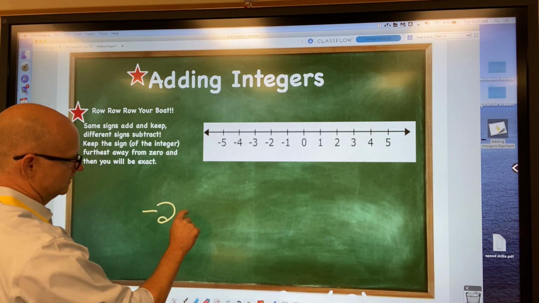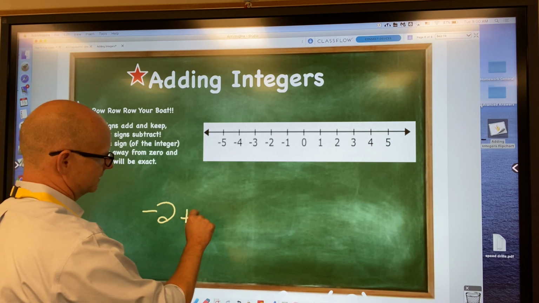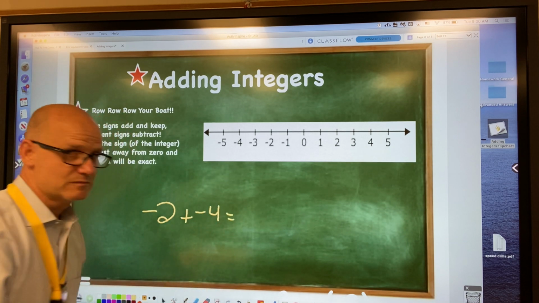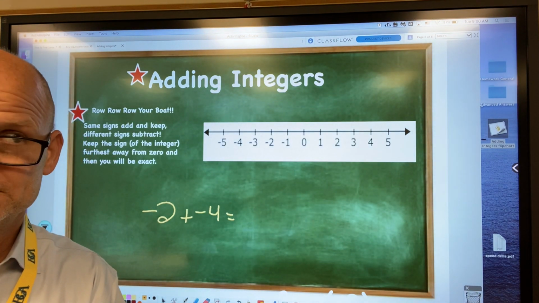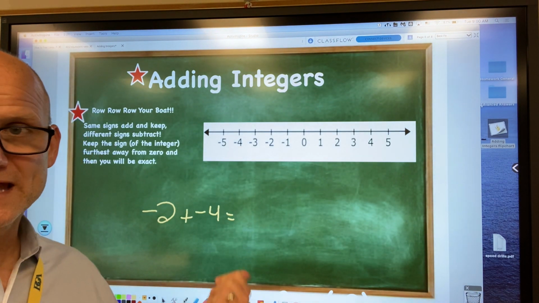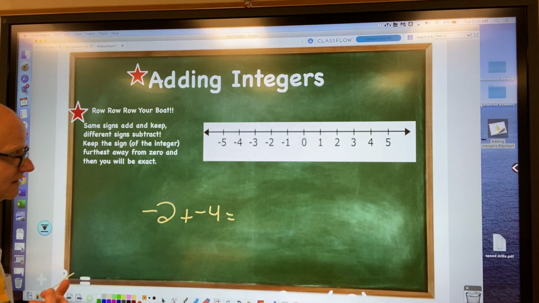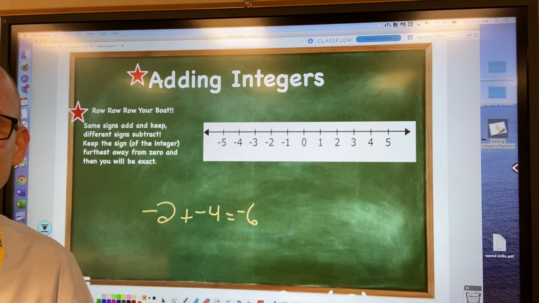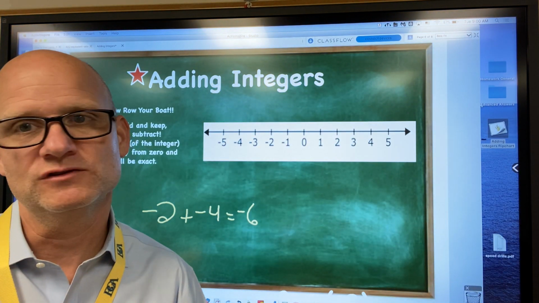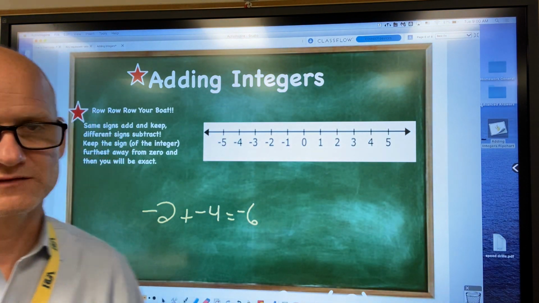So let's just do -2 plus -4. So remember, sing the song. Row, row, row. Same signs, add and keep. Okay, same signs. So we add and keep. So we have a -2 plus a -4, which gives us a -6 because we add and we keep the sign. So that's the easy way. If you just sing that song, then you've got this. Then you definitely got this.